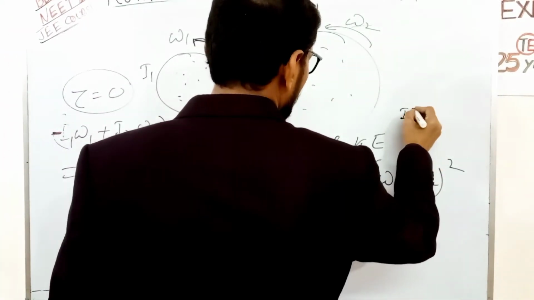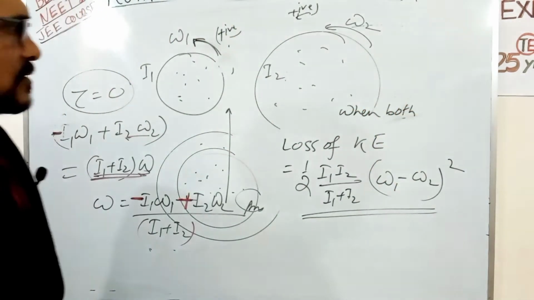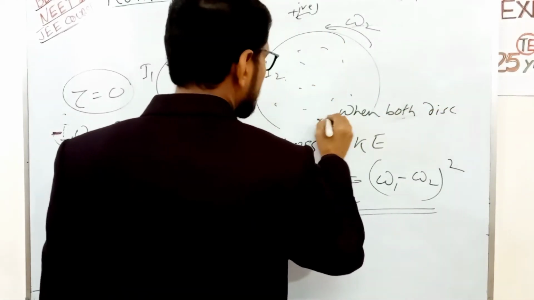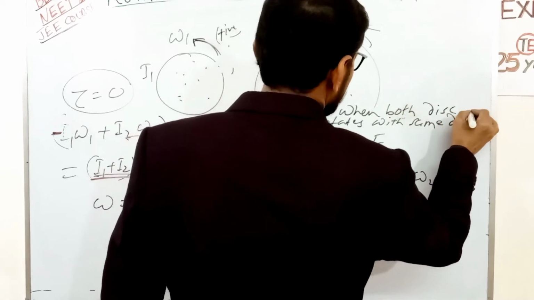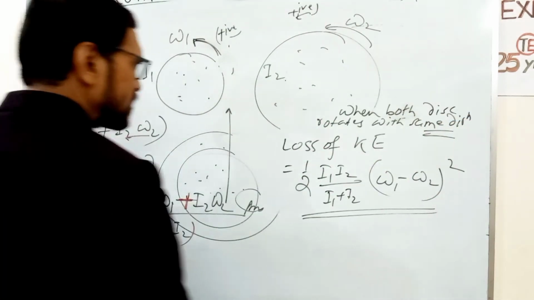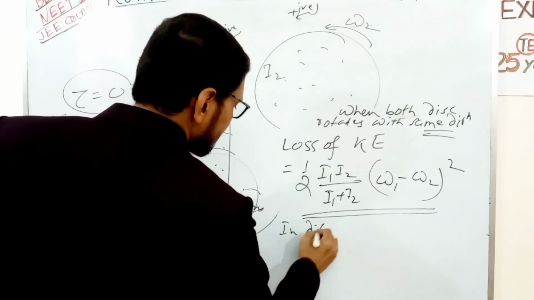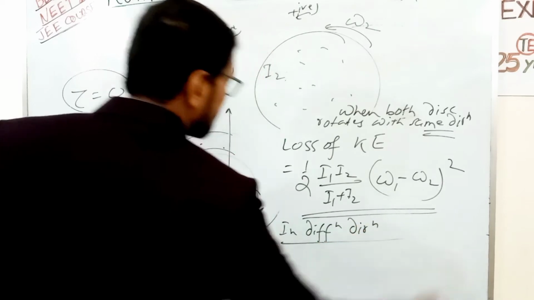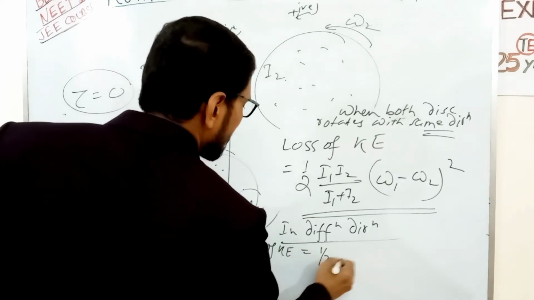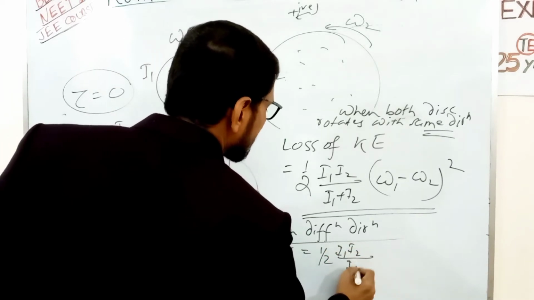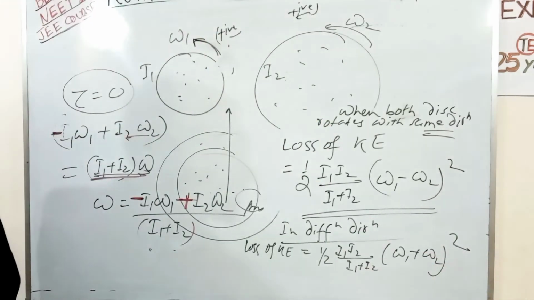When both disks rotate in the same direction, then loss of kinetic energy is this, and when they rotate in different directions, loss of kinetic energy will be half I1 I2 by I1 plus I2 into omega 1 plus omega 2. By calculation we get this result.